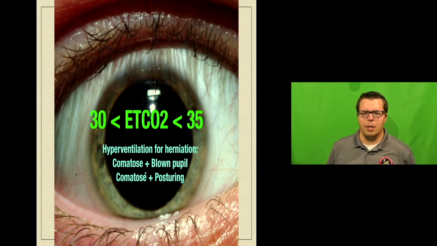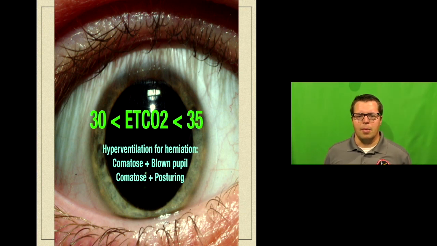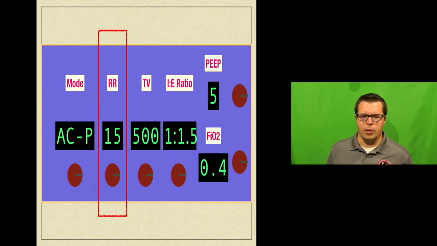So in most people, we're going to aim for an end-tidal CO2 between 35 and 45. In the folks that have impending herniation that we're trying to decrease their ICP, we're going to target between 30 and 35. And again, that's going to be a respiratory rate, mild hyperventilation, somewhere around 20, maybe 22, something like that. And again, respiratory rate is going to be the thing that we're going to use to change that.